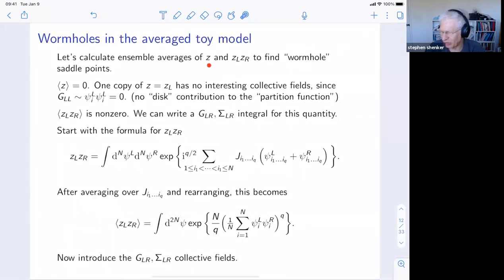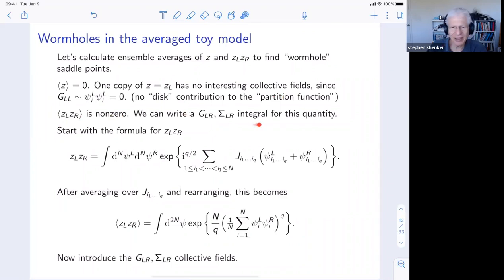Well, let's calculate the ensemble averages of 1 partition function and 2 to find wormhole saddle points. It's easy to see, just by expanding out the exponential and using the rules of Grassmann integration, that the average over J of Z itself is 0. So 1 copy has no interest in collective fields, since G left left, which is psi left times psi left, the square of a Grassmann, is 0. So there's no disk contribution to the partition function here. That's okay, we don't care about the disk, we care about the wormhole. But the average of Z left times Z right is non-zero. So let's see how you calculate that.